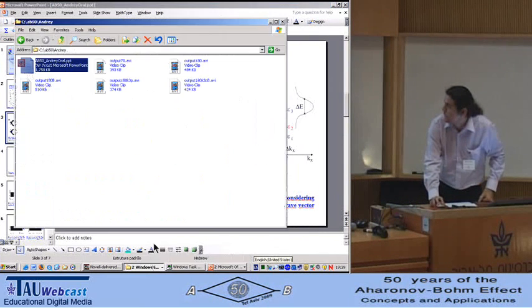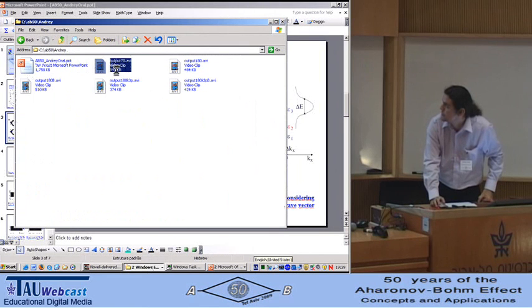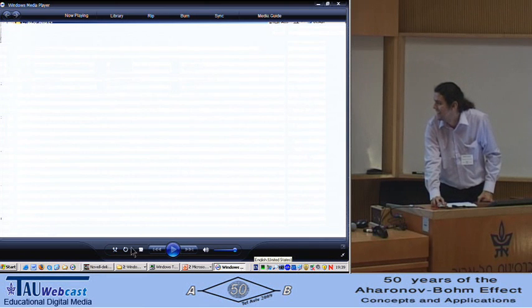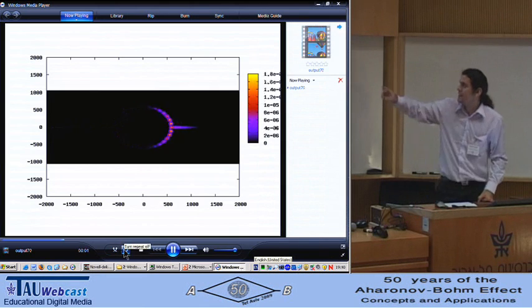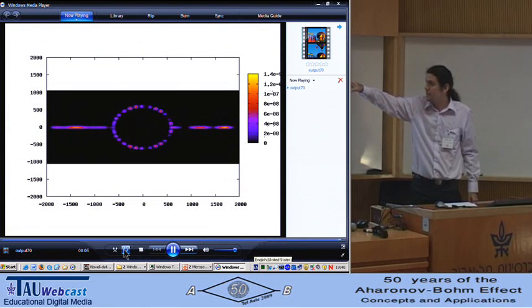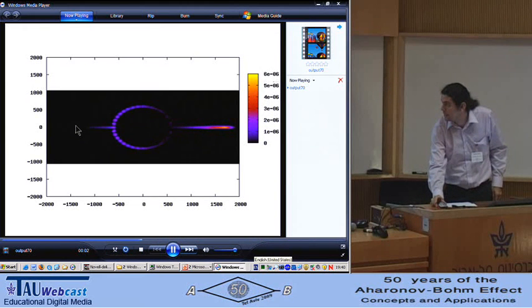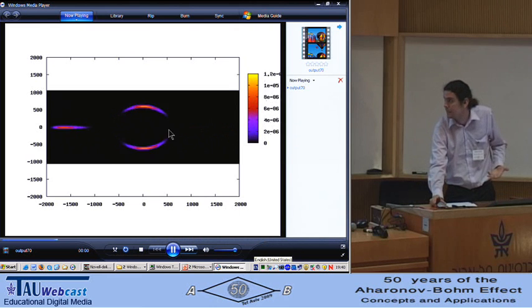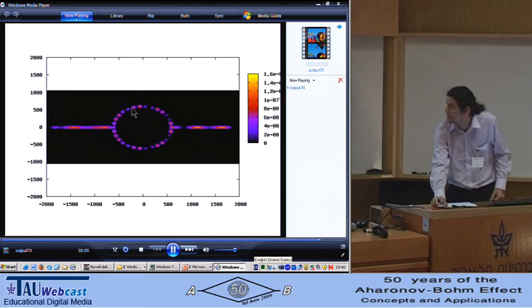This one, for instance, is an electron with an energy which is in the first subband, like the ground state of the quantum well. Let me see if it's going to work. You can see that the wave packet passes through the ring. It starts in the first subband here, and on the other side you see that it has only one peak, so it's still in the first subband. You have only one peak in this part.